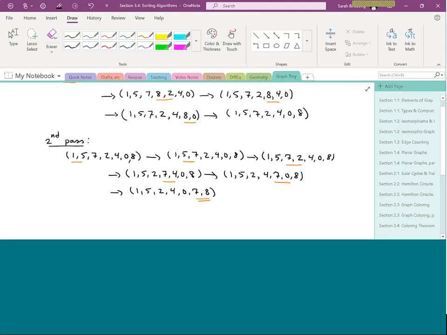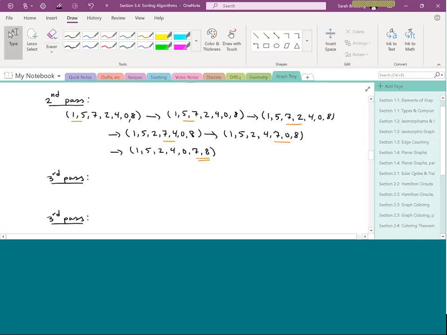Okay. Which means we are ready to actually jump to our third pass without doing a comparison here. So I'm not actually going to compare those two. Let's get back to black. So in the third pass, we'll start with that last sequence. So we've got 1, 5, 2, 4, 0, 7, 8. We'll compare the first two terms, and we see that the first two terms look perfectly fine. So 1 is smaller than 5, so no swaps needed there.